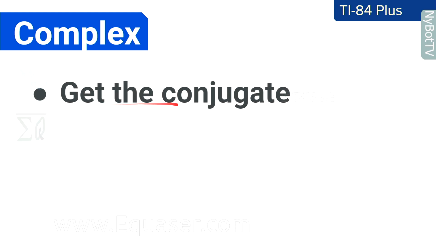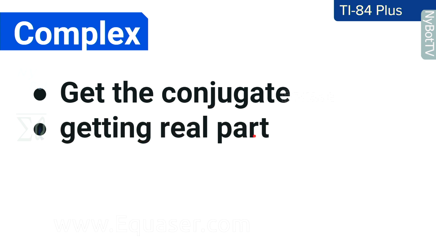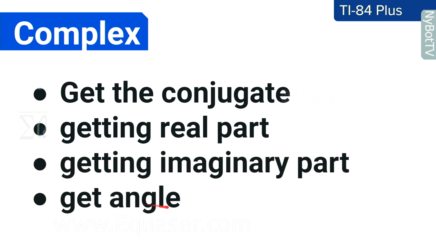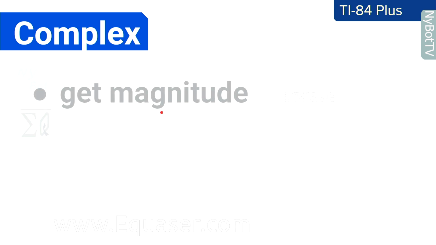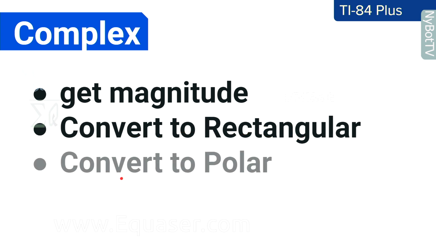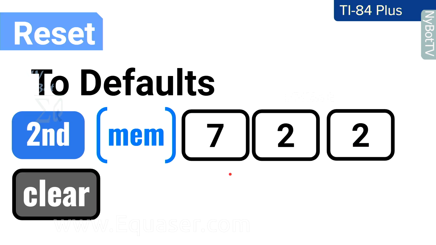Using this calculator, you can get the conjugate from the complex expression. We can get the real part or extract it from the expression. We can get the imaginary part from the complex expression. We can get the angle. We can get the magnitude from polar or rectangular. We can convert polar complex to rectangular, and we can convert rectangular complex to polar complex expression.